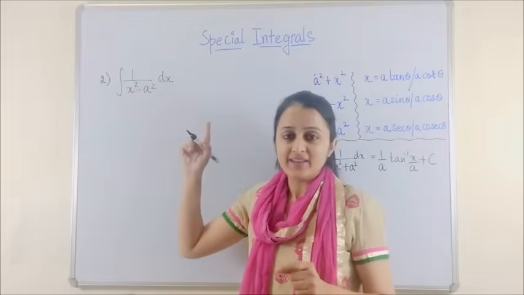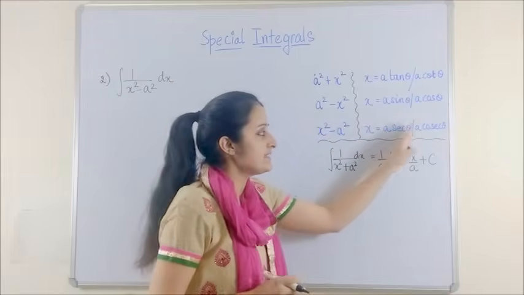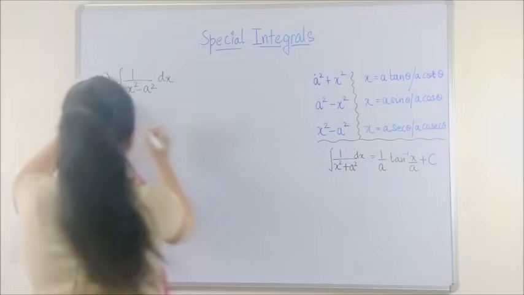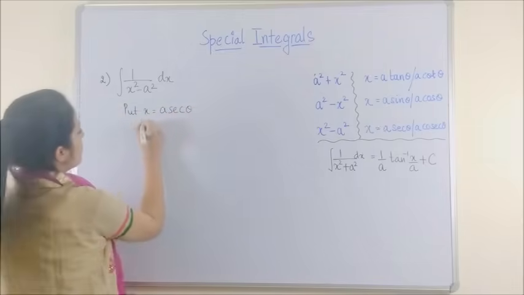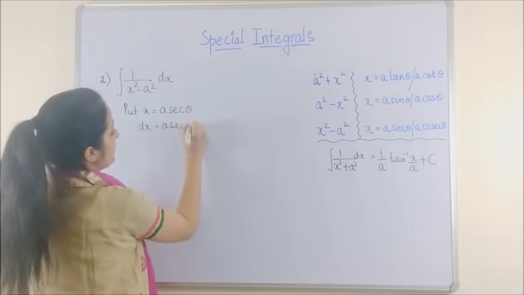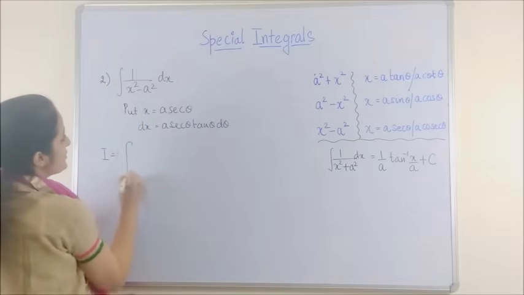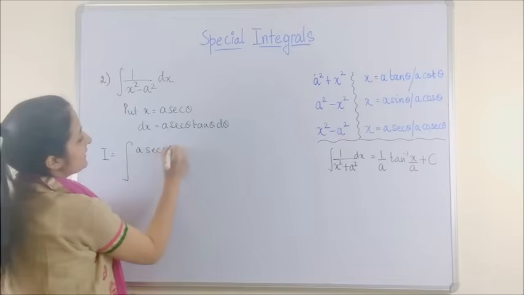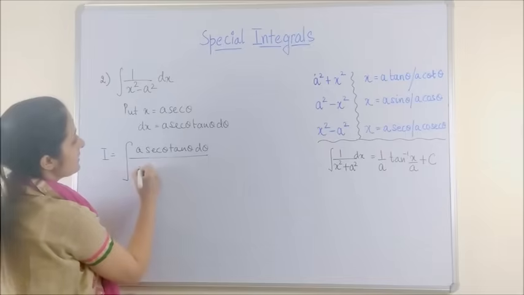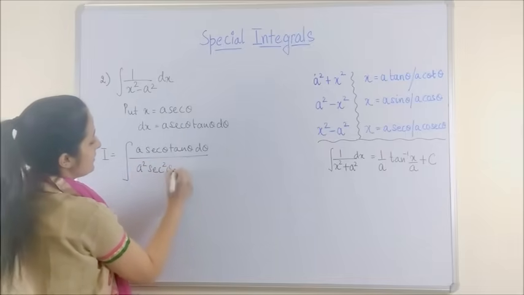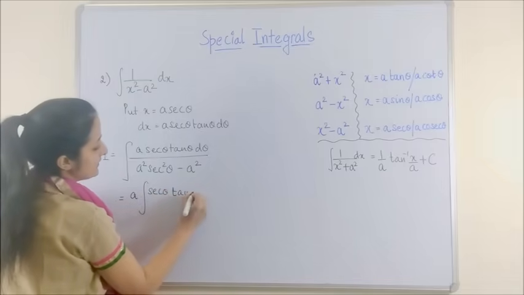Let's have a look at the second one and try to pick the relevant formula. So here I can put my x as a secant theta or a cosecant theta. So let's say I put x as a secant theta, then my derivative becomes a sec theta tan theta into d theta. So the integral now changes to a sec theta tan theta d theta on the top, and my denominator becomes a square secant square theta minus a square. This stays secant theta tan theta d theta.